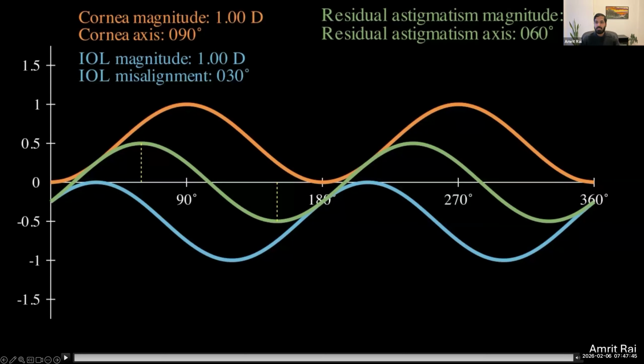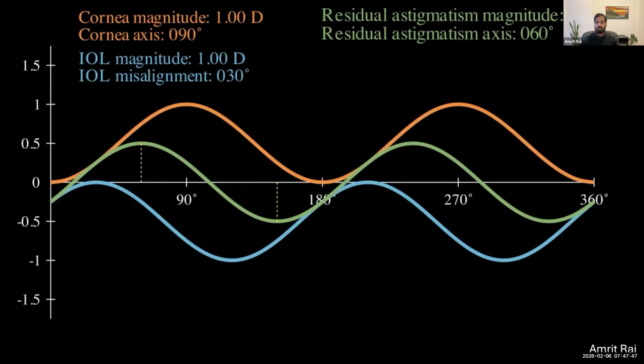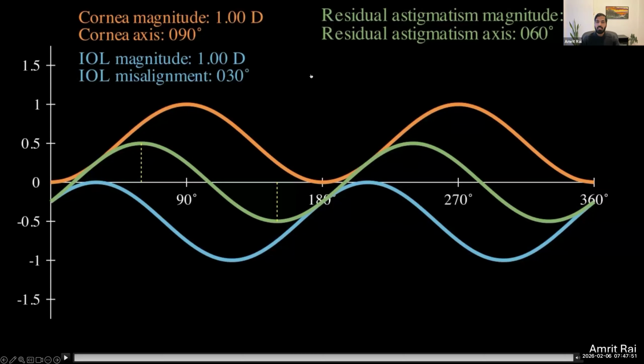This is where that statement that 30 degrees of misalignment causes the toric to lose 100% of its effect comes from. We can see that while the residual astigmatism does in fact have a magnitude of 1 diopter, equal to the original corneal astigmatism, the axis of this residual astigmatism has shifted from 90 degrees with the rule to 60 degrees, which is borderline oblique. So I wouldn't necessarily consider that as having no effect.